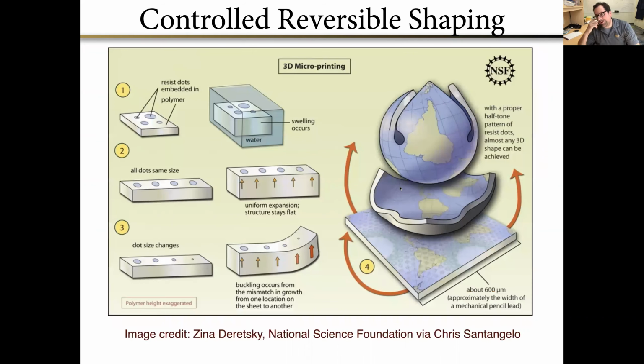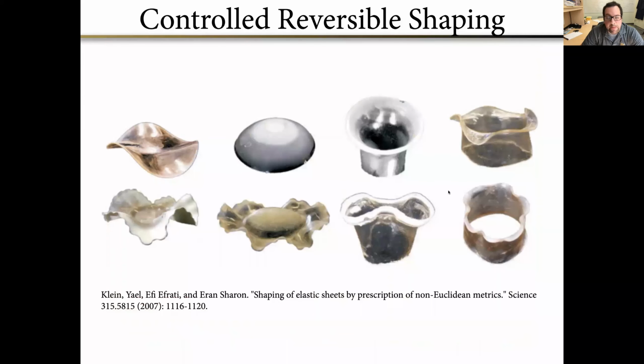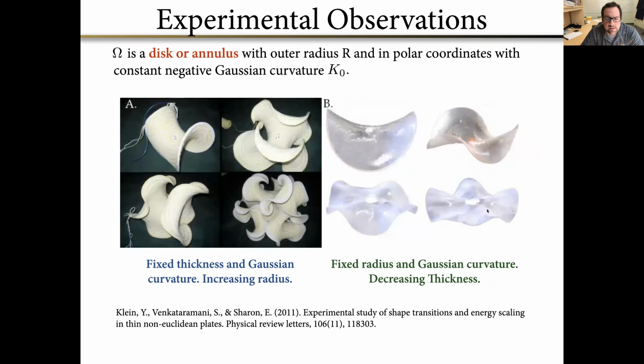This idea is also being used in reverse to grow objects in 3D. So to take something like a flat sheet and grow it into a planet. Okay. All right. And these are other results from his lab. Okay. So experimentally, what we notice when we try to mimic growth is we get what we kind of expect. This saddle shape is a hydrogel disk with a constant negative Gaussian curvature.